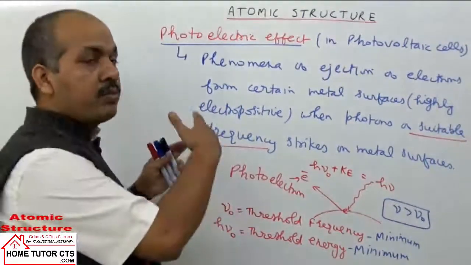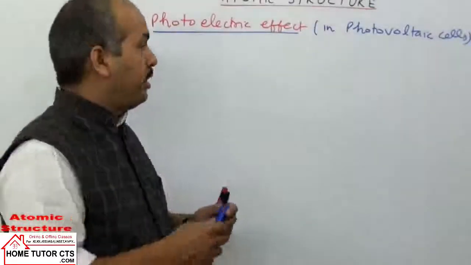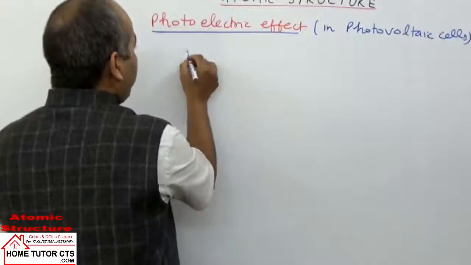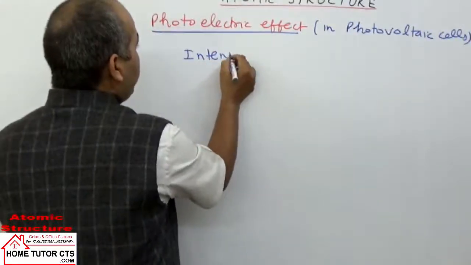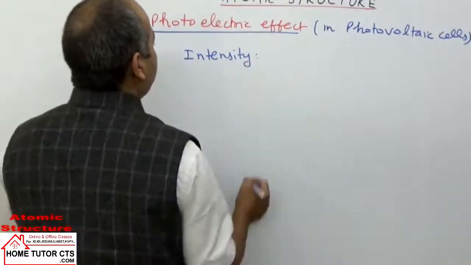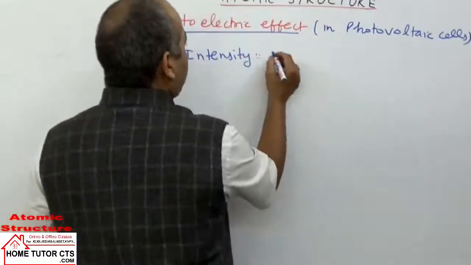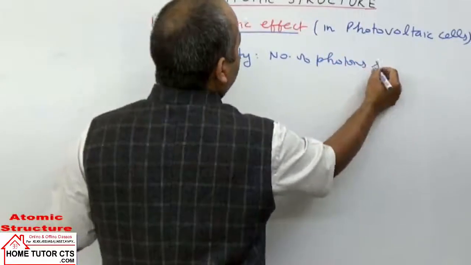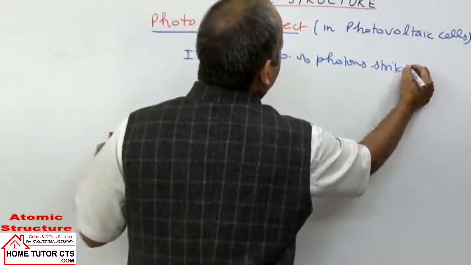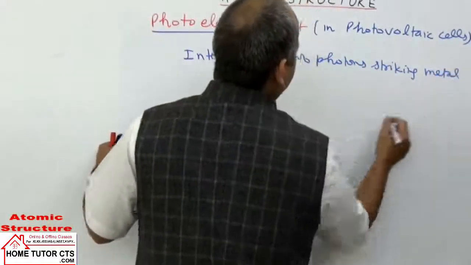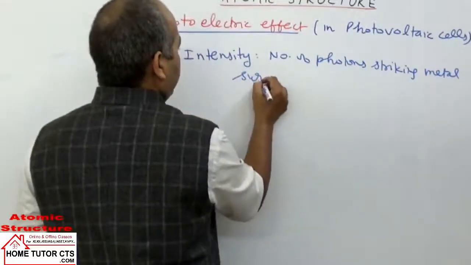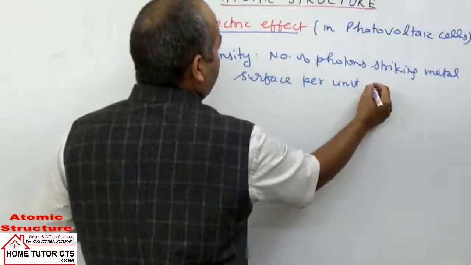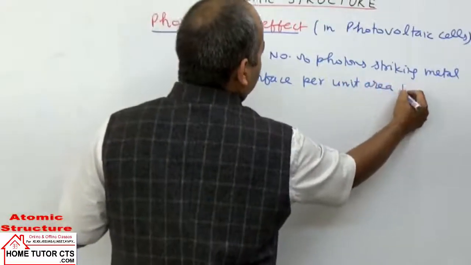Okay, so let us explain these points to you. We have used one term, the last term here, intensity of light. इसका मीनिंग क्या होता है? इसका मीनिंग it is number of photons striking metal surface per unit area per second.